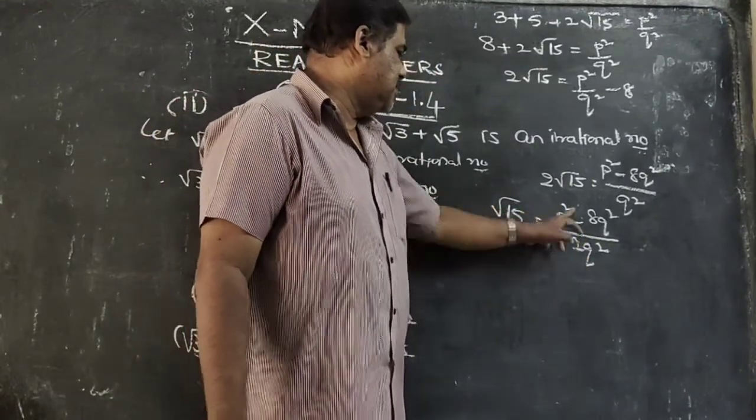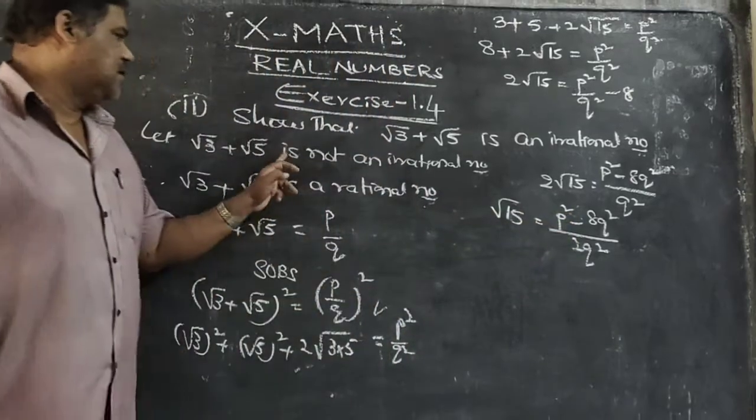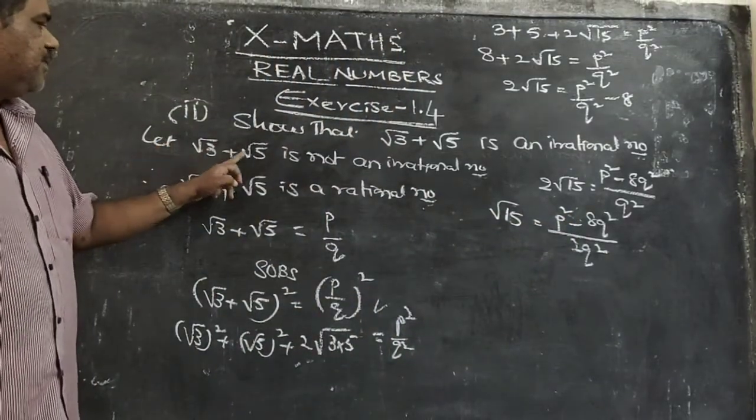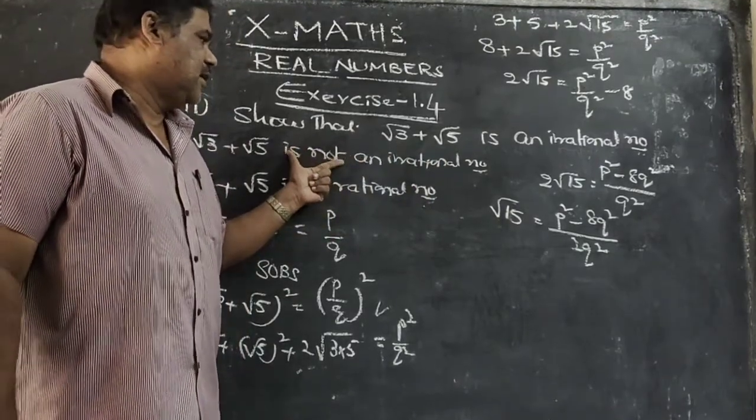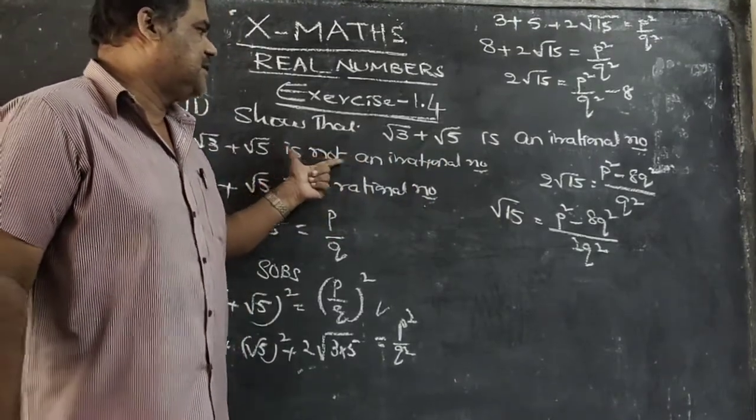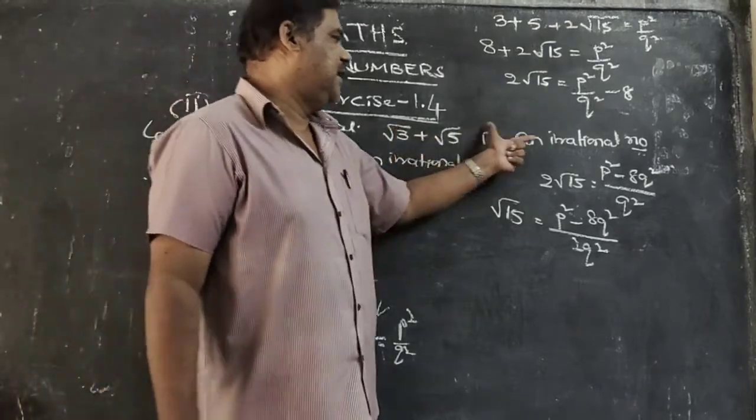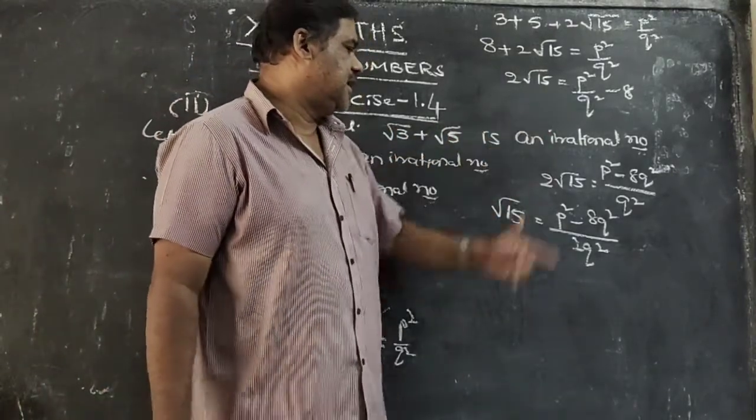If this is impossible, then our supposition is false. What is our supposition? Root 3 plus root 5 is not an irrational number. This is our supposition. It is false. If it is false, then what is correct? Root 3 plus root 5 is an irrational number. That is the correct one.